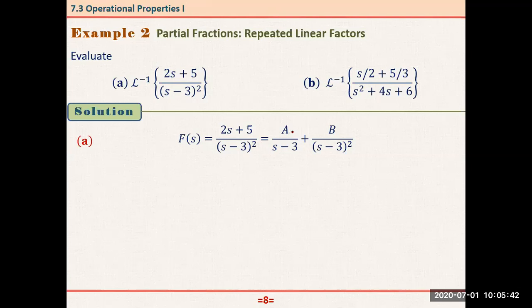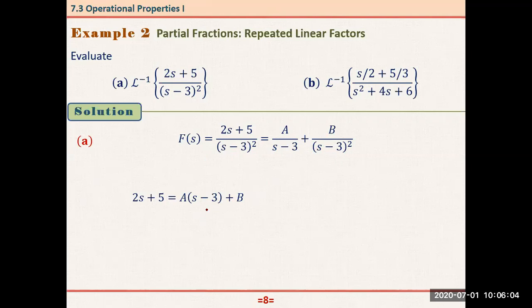And here we have A plus B. You know how to determine this capital A and capital B, right? If you just cross multiply and bring into the common denominator, s minus 3 squared is the common denominator, multiply numerator and denominator by s minus 3. So I will have here A times s minus 3 plus here we have B.